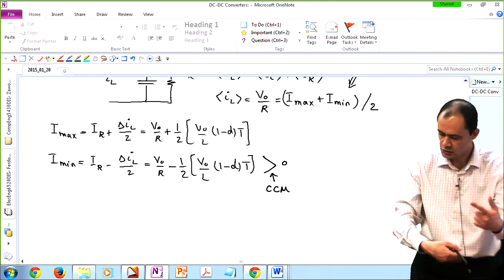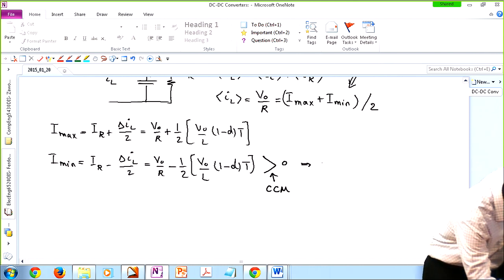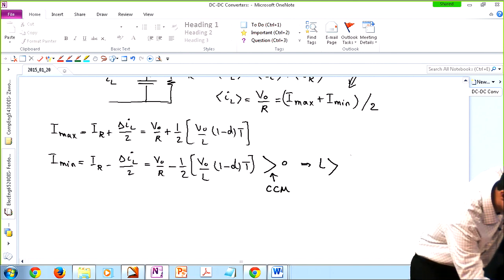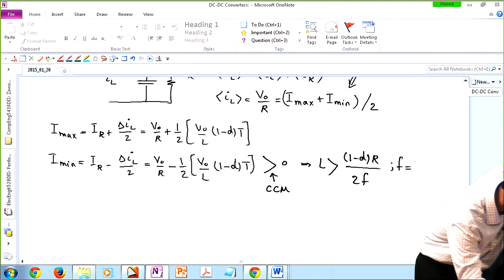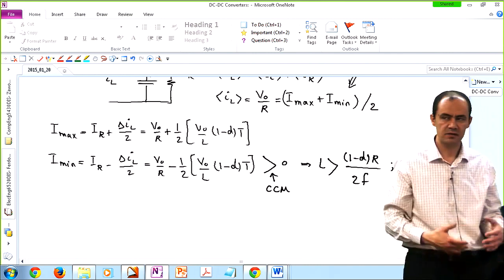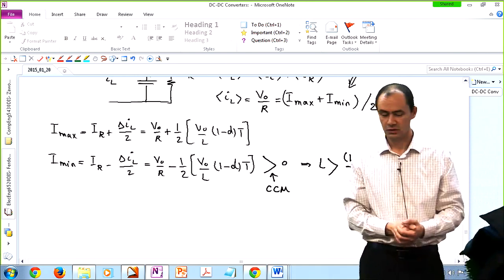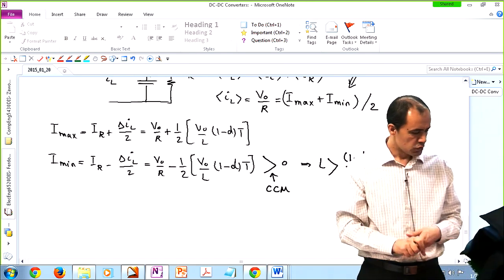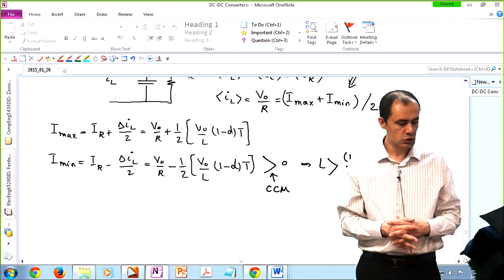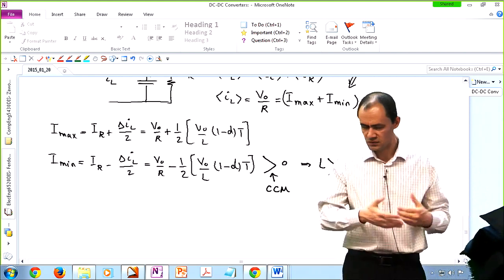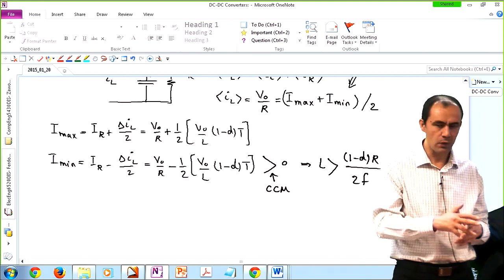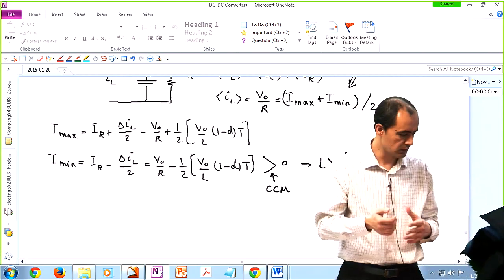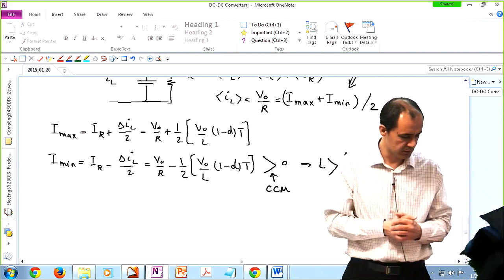All right? So once you do that, you're going to realize that the inductor should be larger than this expression: 1 minus the value of the duty cycle times the value of the load divided by twice the switching frequency. Switching frequency is 1 over T. So use this equation or inequality to determine the value of the inductor, because a lot of times when the customer comes to you, you know how much power this converter is supposed to deliver, the worst case scenario, maximum value of the load, or the minimum value of the power.